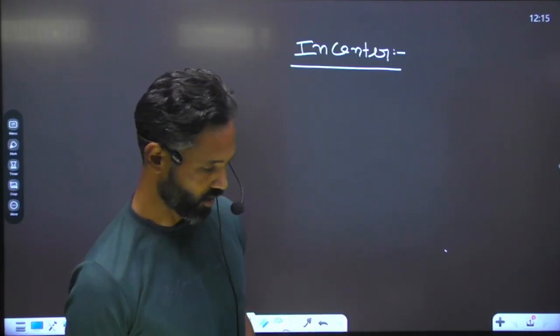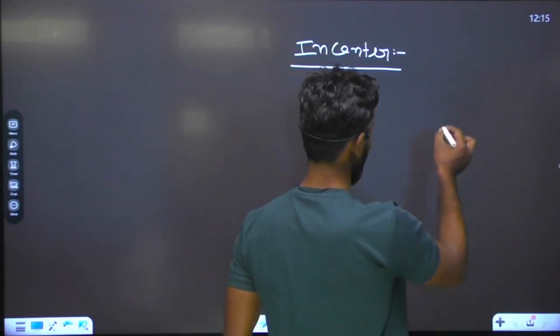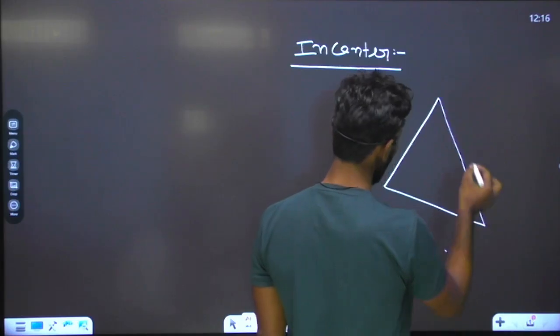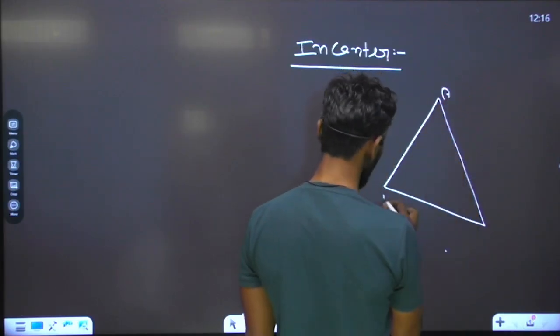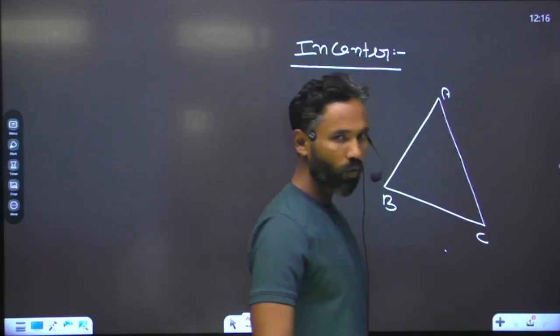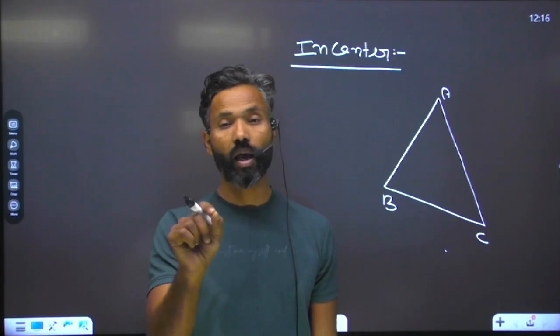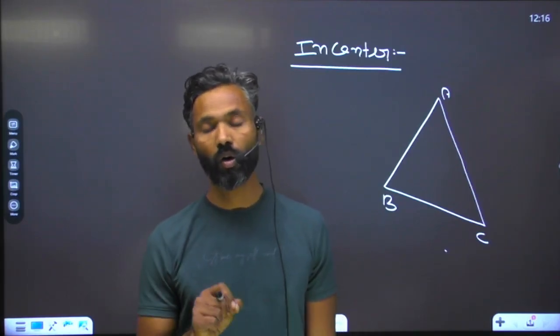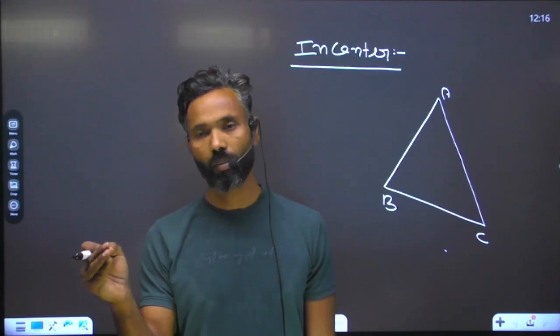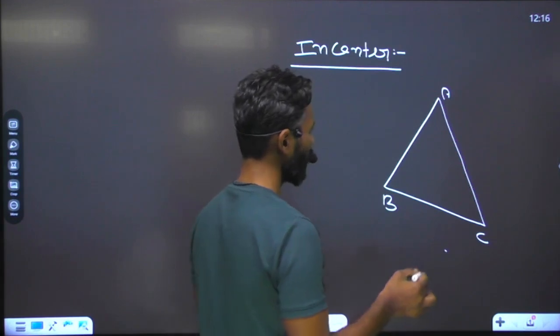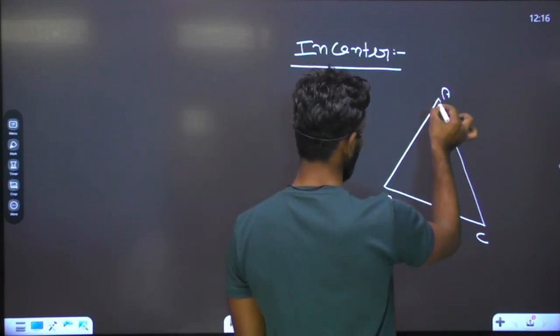What is the incenter? Suppose there is a triangle, and the name of the triangle is ABC. So I would say that the intersection point of each interior angle bisector will be known as the incenter. So I'm dropping the interior angle bisectors of each angle.